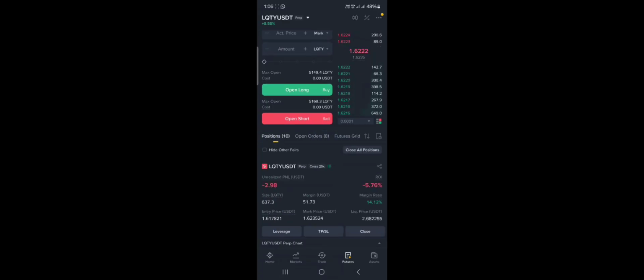I want to hedge at minus 50%, so that will be a 2.5 callback rate. Then I will put the size 637.3. Is that correct? Yes. So I'm going to open a long position here. So this position that I just opened, look at it here. It is here.